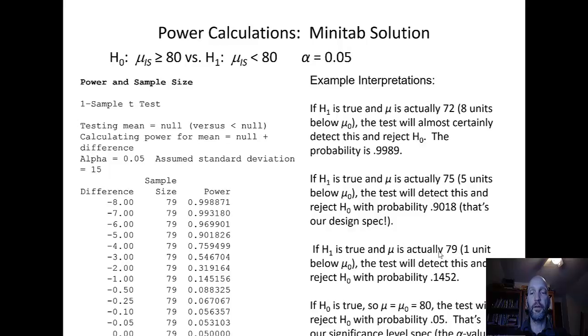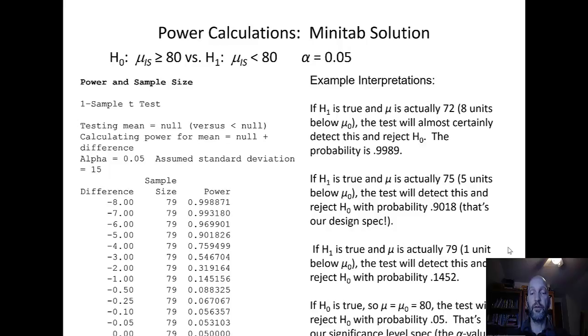If the true value is 79, that's only 1 unit below 80, and the test isn't going to do a very good job at detecting this. It does this with only probability 0.1452. But maybe that's not so bad because maybe Sue's okay with an average of 79. And the practical difference between 79 and 80 is very small, and so a low probability of making that decision correctly is okay.